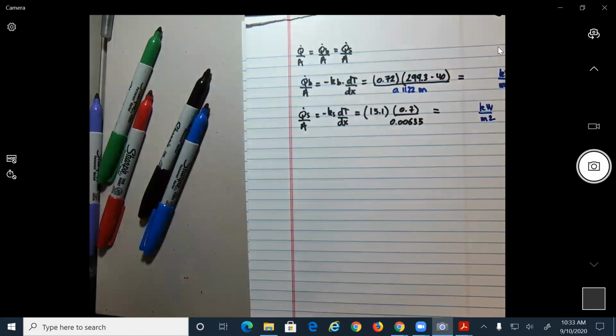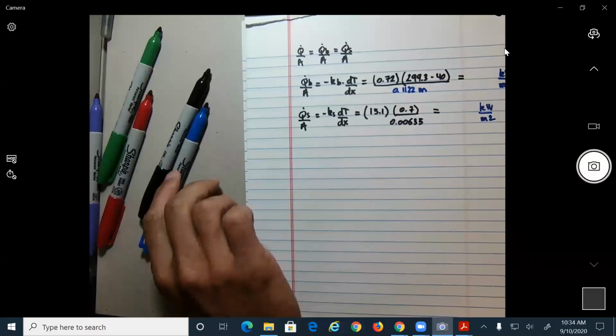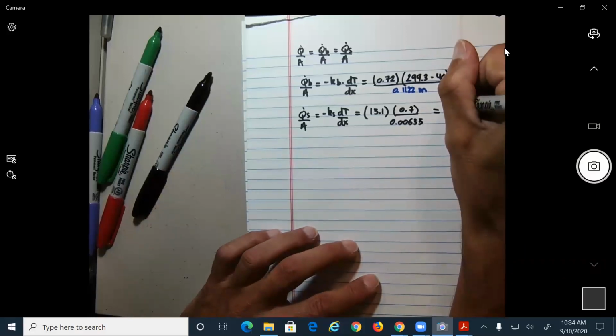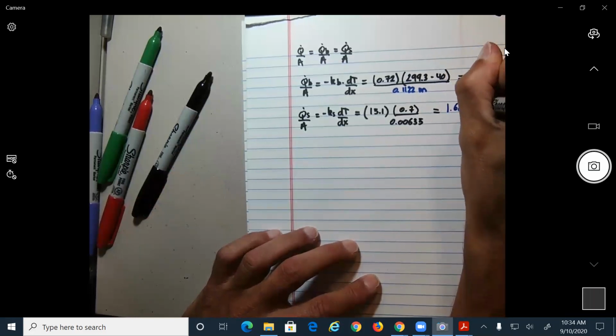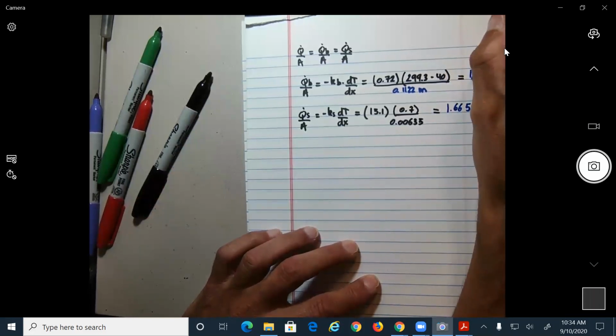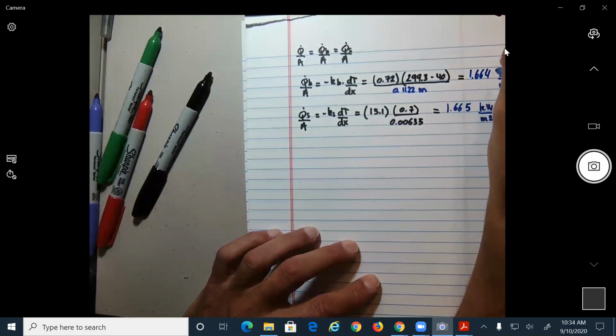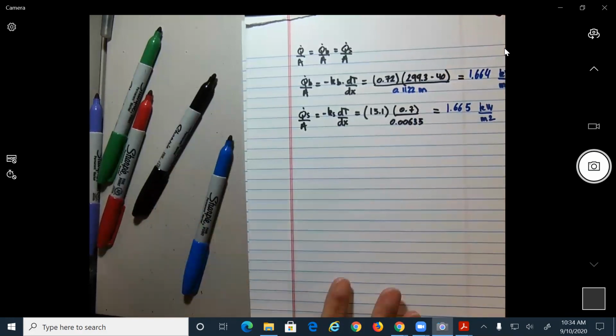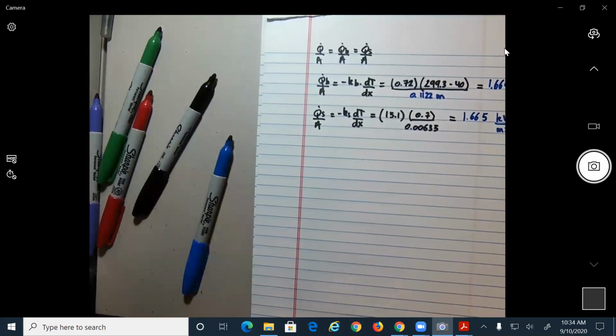Okay, and by doing it both ways, we should get the same result. So for the steel, you get 1.665, and for this one, you get 1.664. But basically, they are equal, okay? Just a matter of decimals.